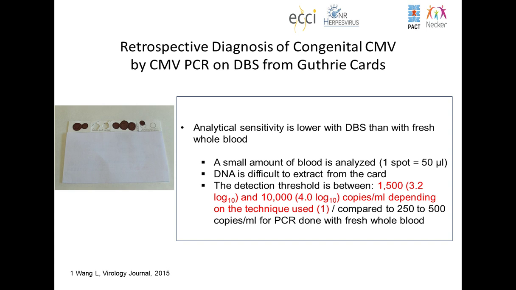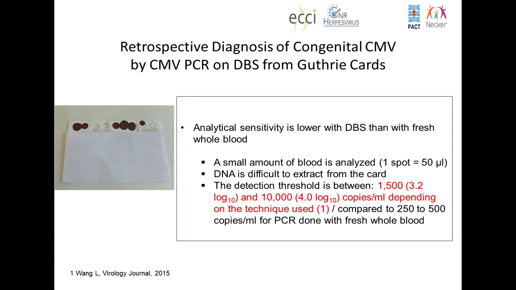For retrospective diagnosis, we can also use CMV PCR on DBS, dry blood spots, from Guthrie cards. We have to be aware that the analytical sensitivity is lower with PCR in DBS than with PCR in fresh whole blood. Because a small amount of blood is analyzed, 1 DBS is only 50 microliters of blood. And second, the DNA is difficult to extract from the card. So the detection threshold of CMV PCR in DBS is between 1,000 and 10,000 log copies per ml, depending on the technique used.